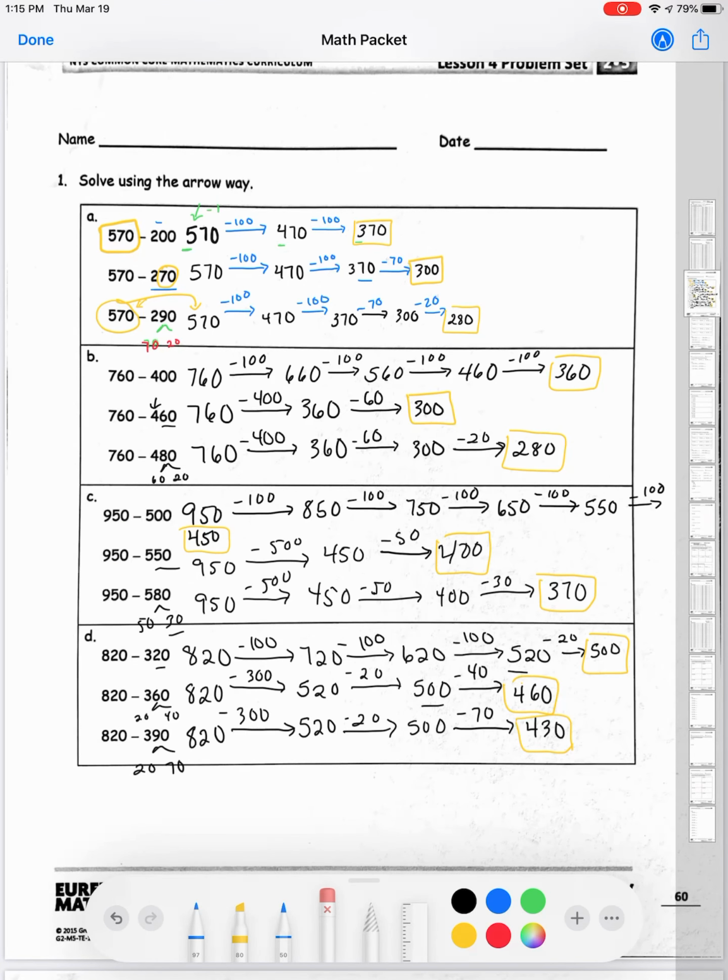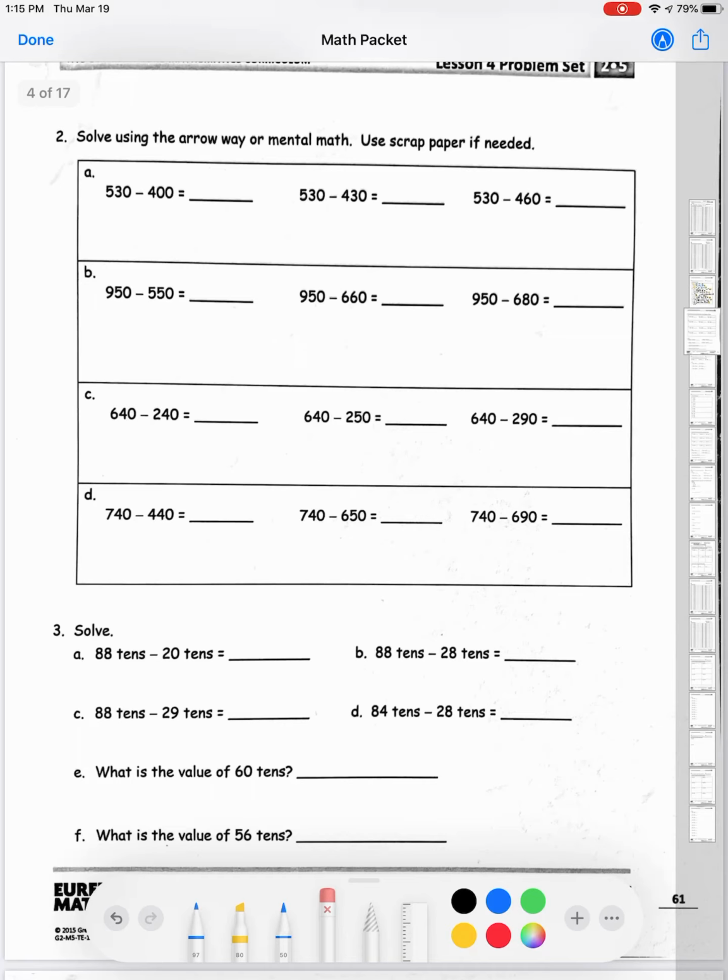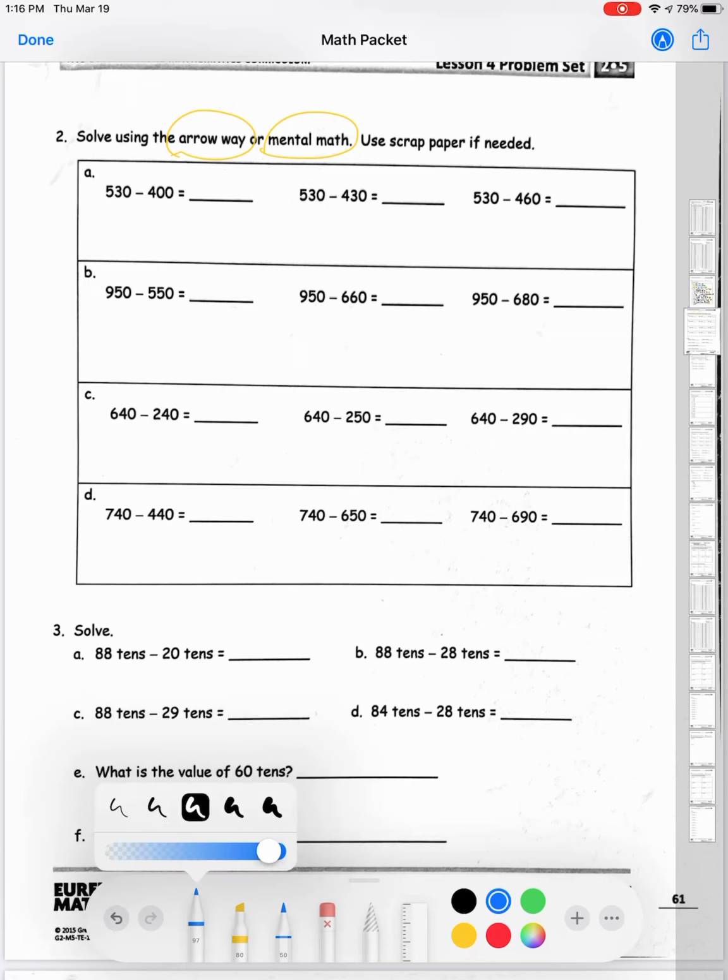And this was your homework, and your homework today will be this page. I want you to look over it, same thing, but it says on this one that you can do the Arrowway or mental math. I don't like the mental math because I can't see your work, so I would love to see your work. Can you do algorithm? I know that's what you're asking me. Yes, you can. So what you want to do is you want to do 500 minus 400 equals 100, and there's your answer.